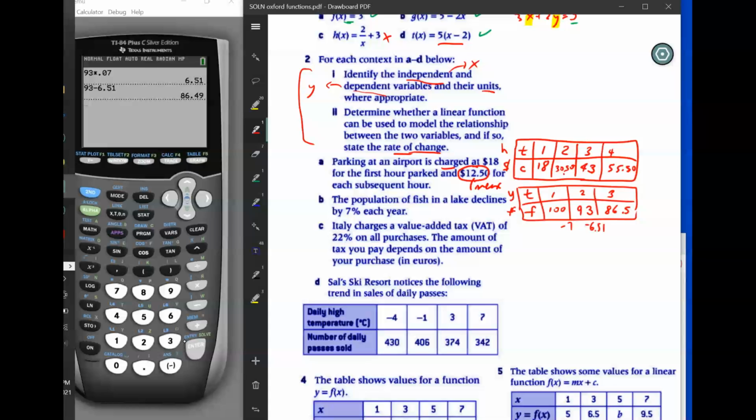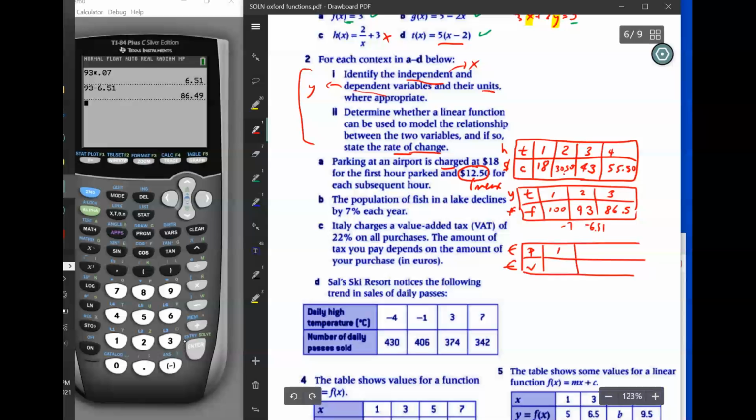It charges a value-added tax, VAT, of 22% on all purchases. The amount of tax you pay depends on the amount of your purchase. So we'll have P for our independent variable, and that will be in euros. It's the amount of the purchase. And the VAT is also in euros, okay? And so let's say we pay 1 euro. What would be the amount of VAT you would pay? It would be 1 times 0.22, so it would be 0.22.